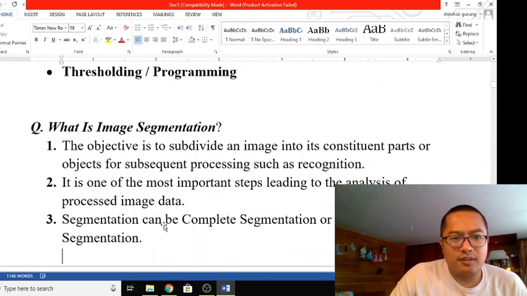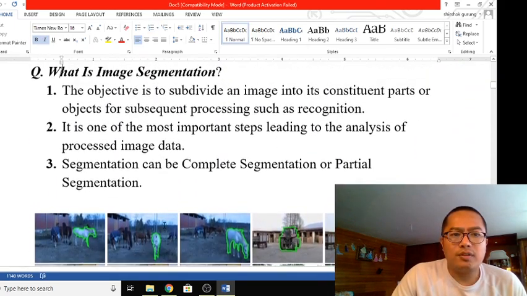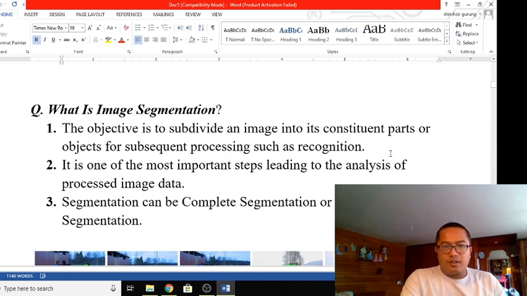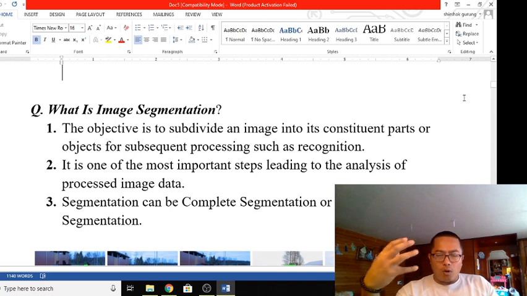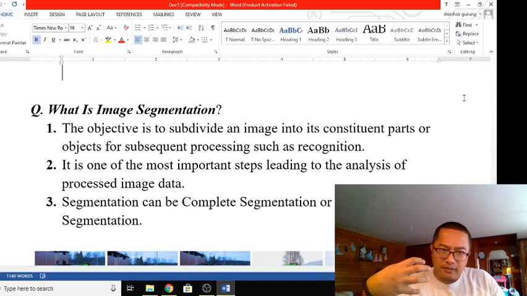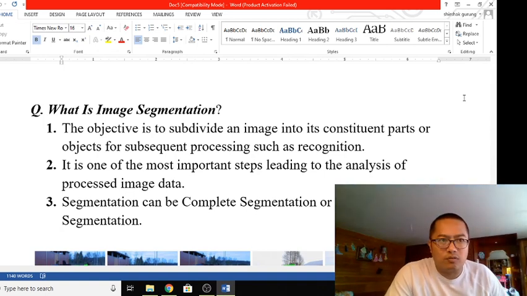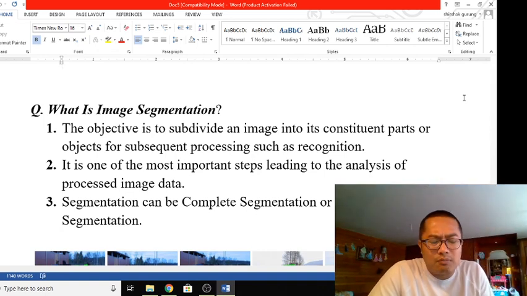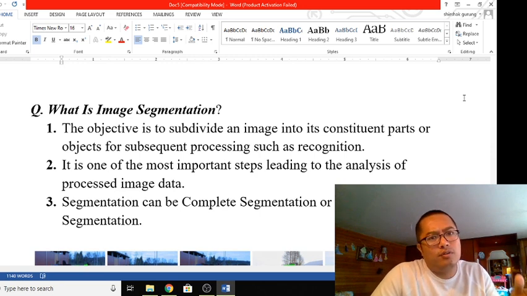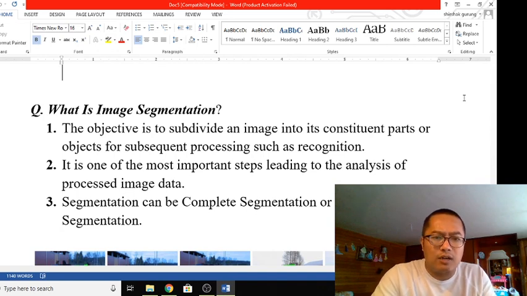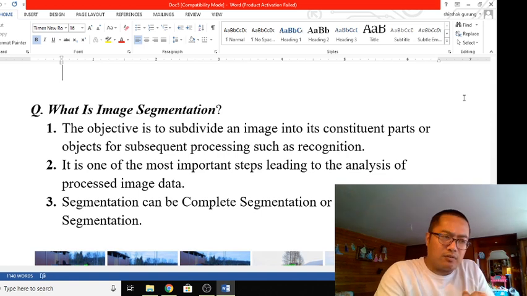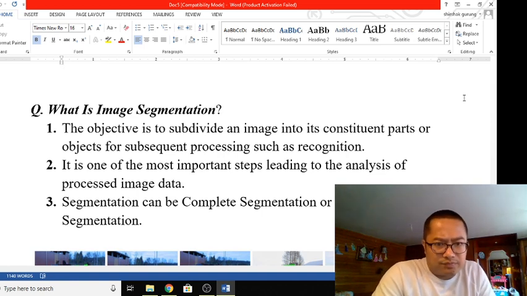Okay, so first let's begin. What do you understand by image segmentation? Image segmentation means identifying the objects of an image, when we're trying to detect what are the objects in an image. So if you run an algorithm, that algorithm should be able to detect this is a dog, this is a house, this is a cat. So all of the various foreground and background objects in an image should be clearly detectable. When you do that, that is called image segmentation.